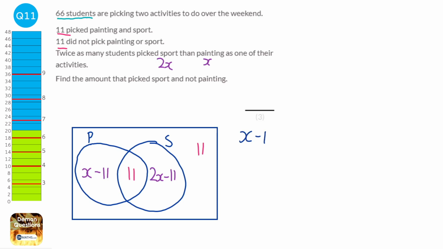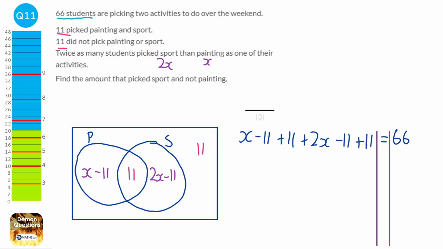So X minus 11 plus 11 plus 2X minus 11 plus 11, and all of that will equal 66. This is going to be some solving, so we're just going to put our lines in. Now here we've got X plus 2X, which is 3X.